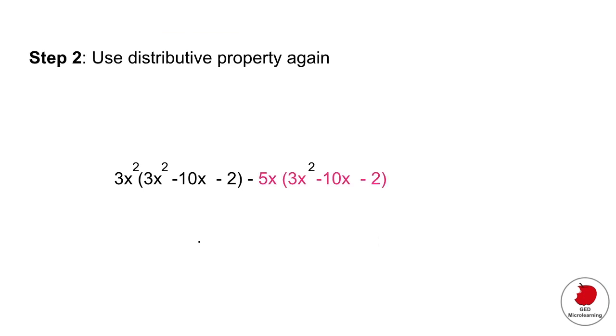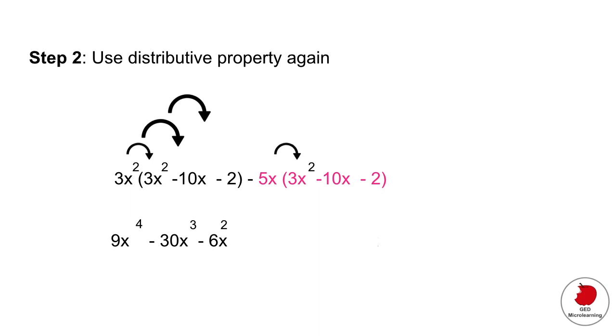All right, and here you're also going to use the distributive property, meaning that you're going to multiply that 3x squared by that first number. So 3 times 3 is 9, and x squared times x squared is x to the 4th. Then you multiply by minus 10, that would give you minus 30x to the 3rd power. And you multiply by minus 2, that gives you 6x squared. All right, so you're all set on the left side.